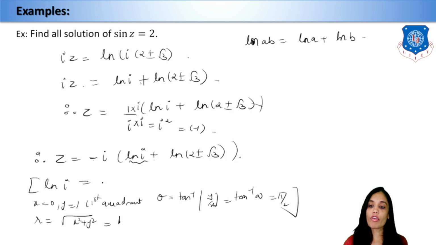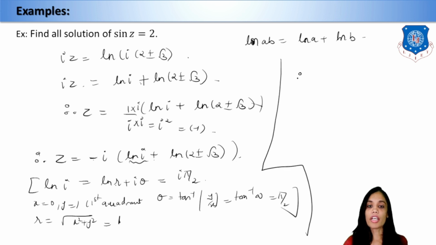And the formula of log z is what? ln r plus i theta. Just put the values of r and theta. r is 1, so log 1 will be 0. So the answer is what? i pi by 2. Okay. So the final value of this z, that is all the roots of sin z, will be equal to minus i times, the answer of ln i is what? i pi by 2, plus ln (2 plus or minus root 3).